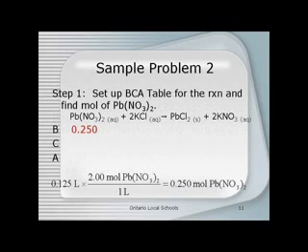So here is step 1. We've set up the BCA table for the reaction, and below the table you can find the conversion where we take our 0.125 liters and we multiply that times the 2 moles per liter of lead-2 nitrate, and we get our 0.250 moles of lead-2 nitrate. We put that in the before part of our BCA table, and now we're ready to move on.